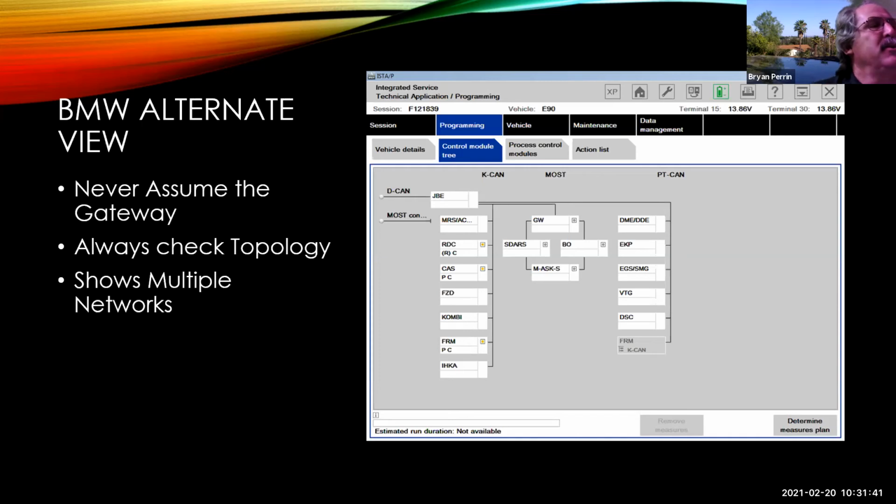And the key point in here is never assume who the gateway is. You've got to look at the system. Even though we're on the same manufacturer, both of these are BMW, 2 different gateway modules. Now, who does this manufacturer normally use for gateway? Like GM normally uses a BCM as gateway. Does that mean it's always the gateway? No.